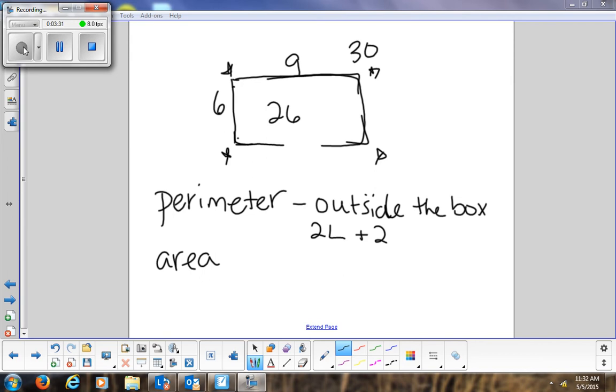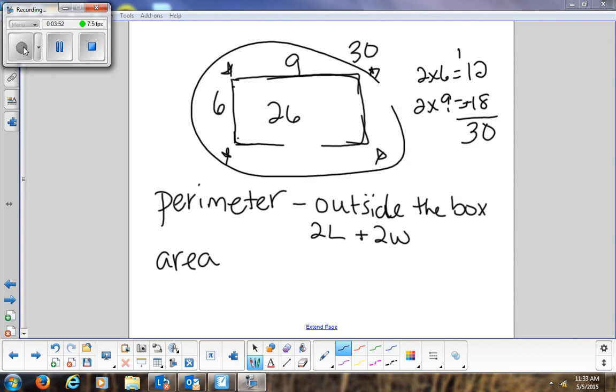So I'm going to do 2 times one number plus 2 times the other number. If I went 2 times 6, what's 2 times 6? 12. And then 2 times the other number, which is 9, which is what? 18. And then I add these two numbers together. I get 30, which was the same number you would have got outside the box.